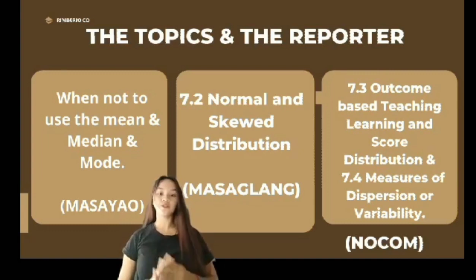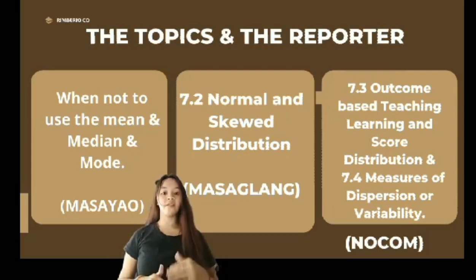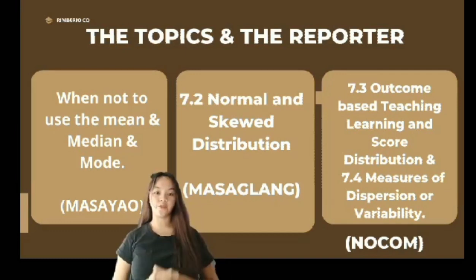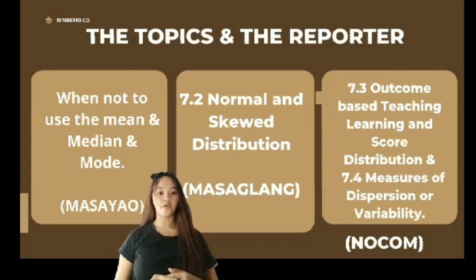It is score distribution. A sample has a normal distribution when most of the values are aggregated around the mean, and the number of values decreases as you move below or above the mean. The bar graph of frequencies of a normally distributed sample will look like a bell curve. The third reporter will be Nukum Romar, and he will discuss 7.3, outcome-based teaching, learning, and score distribution, and 7.4, measure of dispersion or variability.